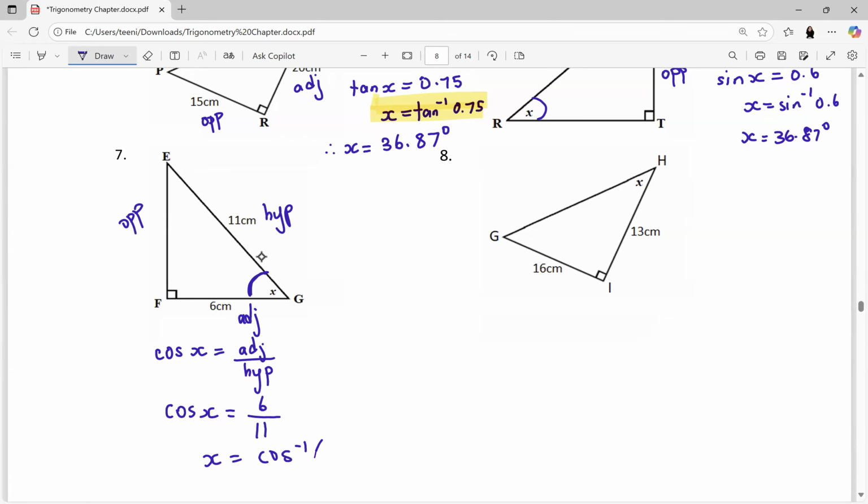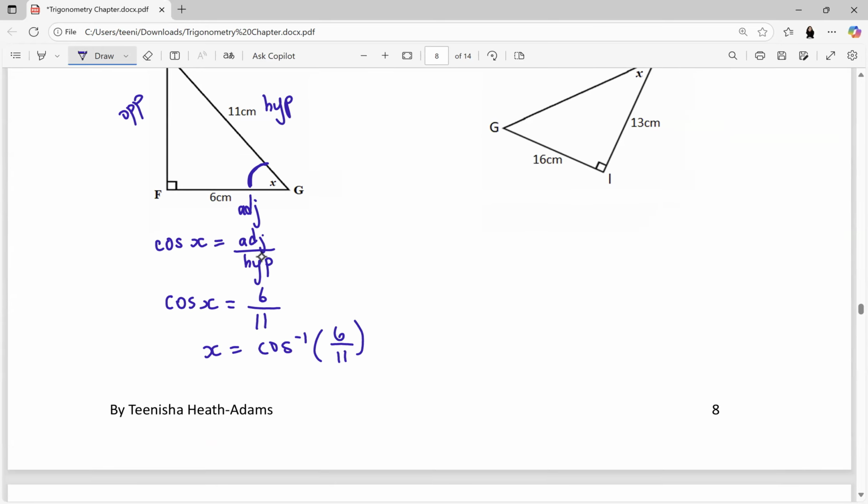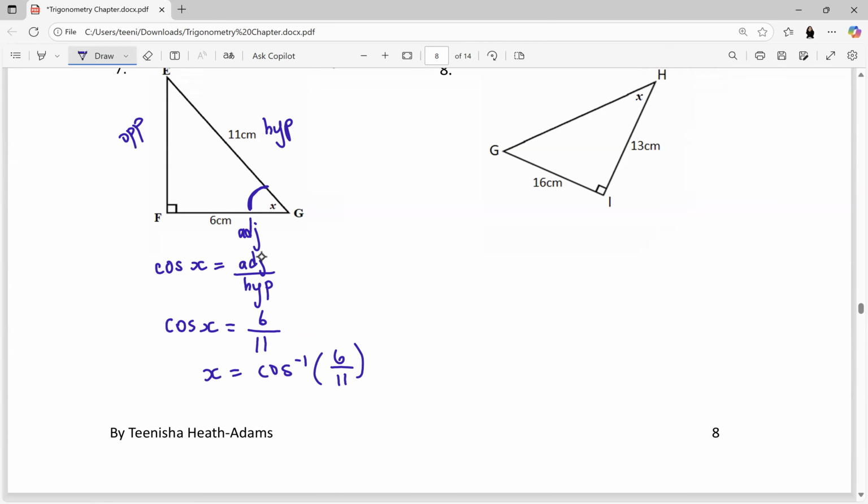You worked it out already? No. Okay, check it out for me and tell me what it is. 56.94. Okay, let me see. I didn't work it out. Cos inverse of 6 over 11. Yes, 56.94 is correct. Perfect.